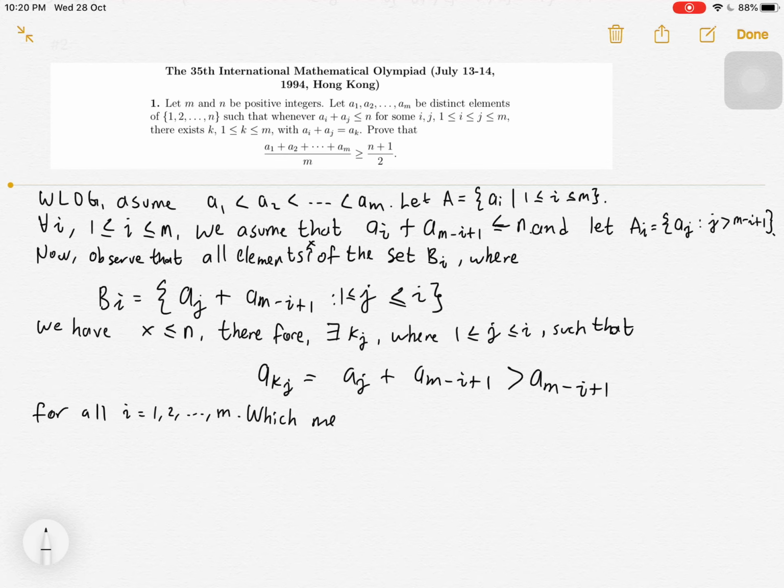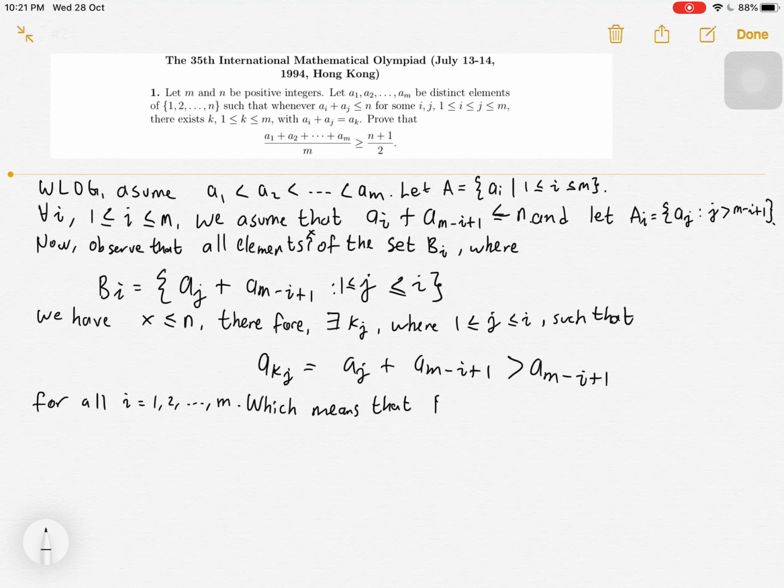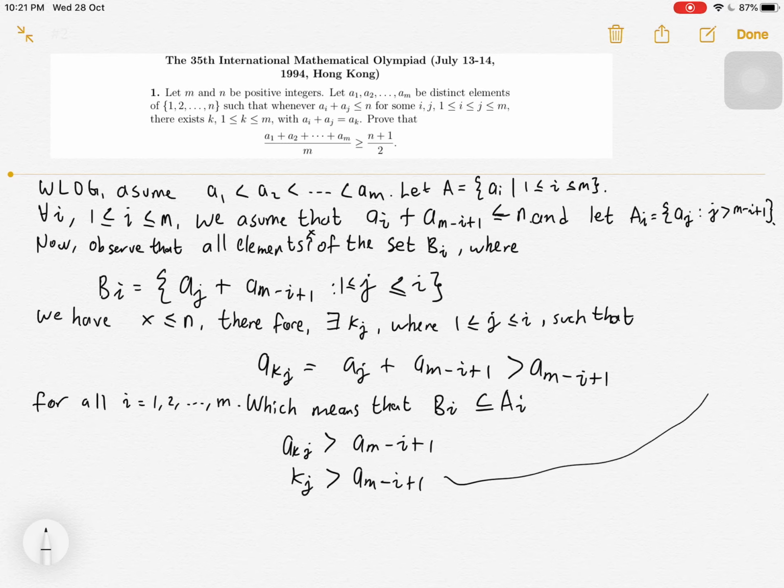Which means that B_i is a subset of A_i. Why is it true? Because in order for a_{k_j} to be larger than a_{m-i+1}, we must have k_j greater than m-i+1. Alright?